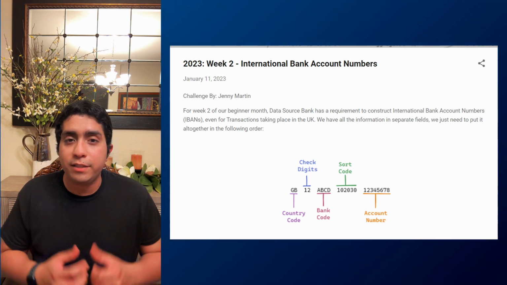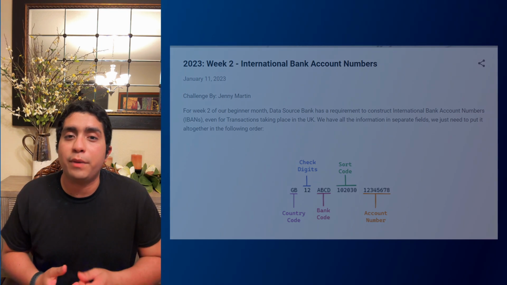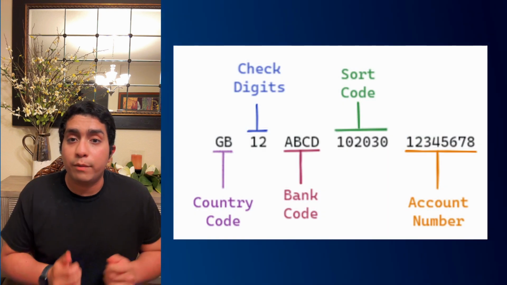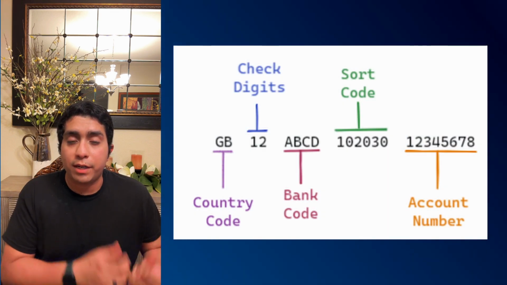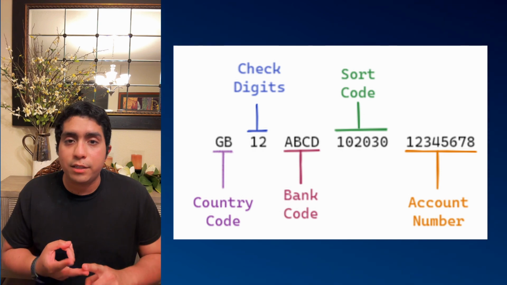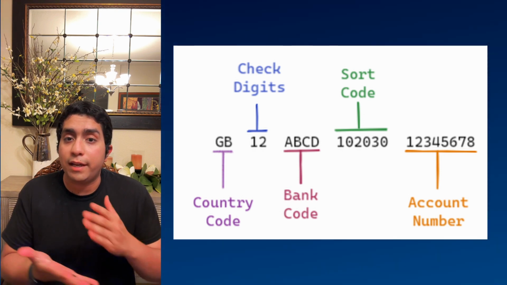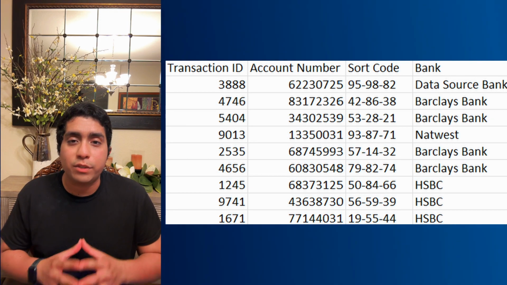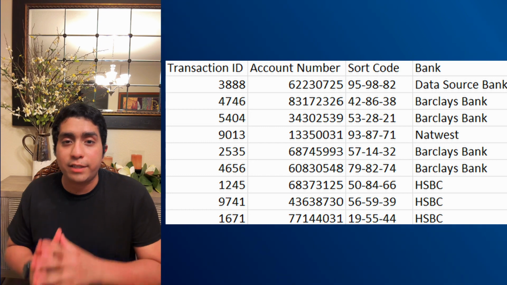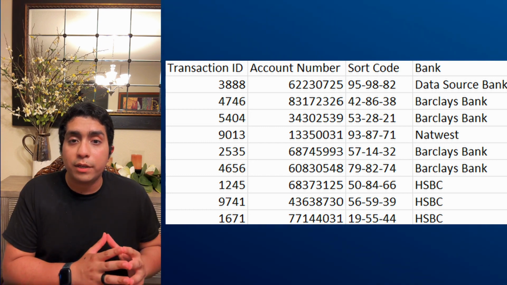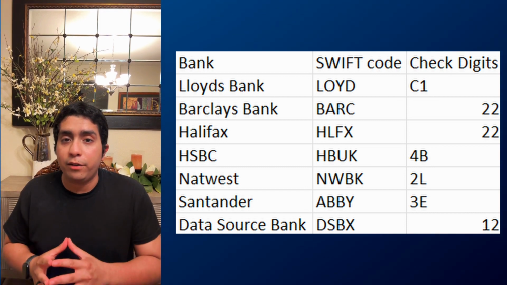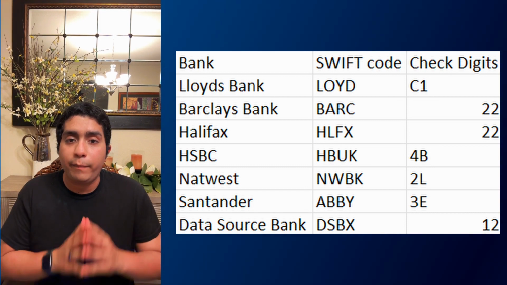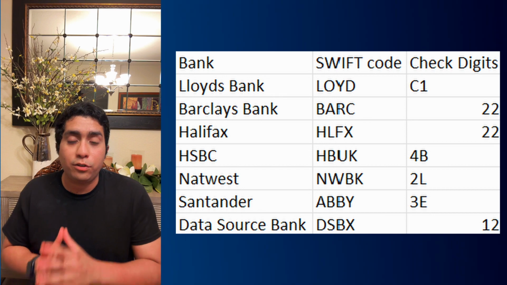So this challenge basically tasks us with creating what is called an IBAN, or international bank account number, for a British bank. The IBAN is made up of 5 parts: a country code, check digits, bank code, a sort code, and the account number. Thankfully, we have all the information we need contained in 2 data sources. One is a list of transactions with information about the receiving bank accounts. It contains a transaction ID, the account number, the sort code, and the bank name. The other source is a lookup table for the bank code.